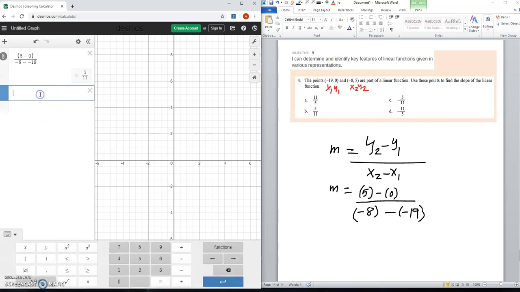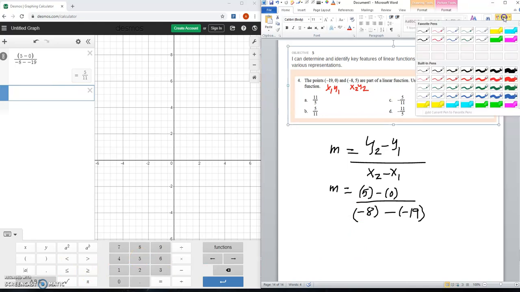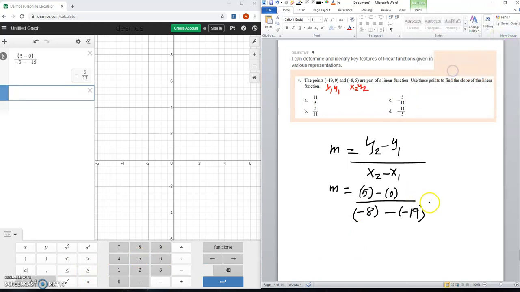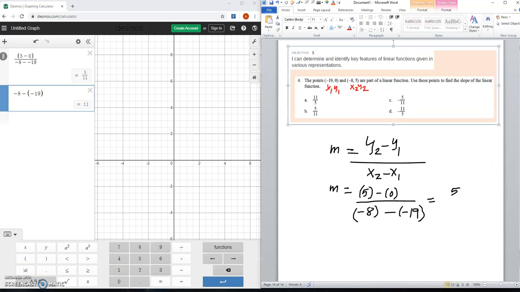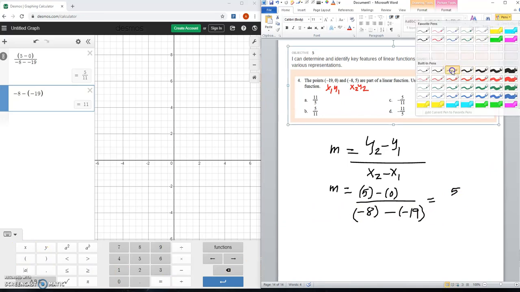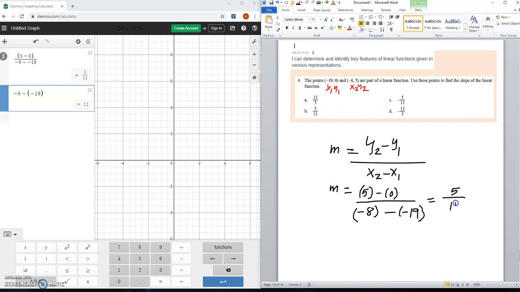You can also do it one by one, and you can do what is 5 minus 0. Can also just do this like this. 5 minus 0 is 5, and then you can just do on here minus -19. You don't even have to put the parentheses. It is okay. And that is going to be right here over 11. And that gives you the answer, which is letter B.